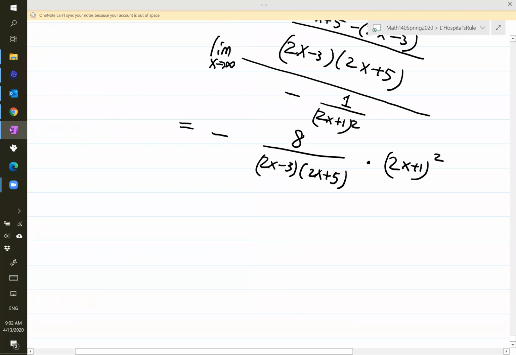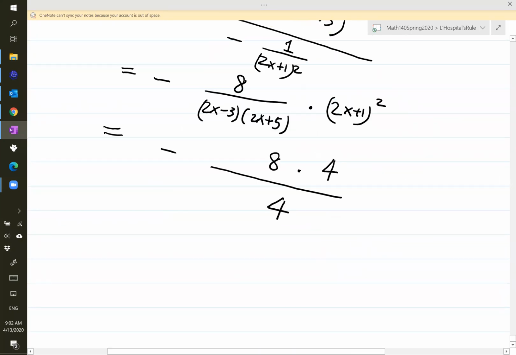Okay, now you check. This is a polynomial over a polynomial of the same degree. The limit of this ratio is determined by the leading coefficients, the coefficients of the highest power. The numerator and denominator are both degree 2. The leading coefficient of the numerator is 8 times 2x squared, and in the denominator 2x times 2x gives 4.